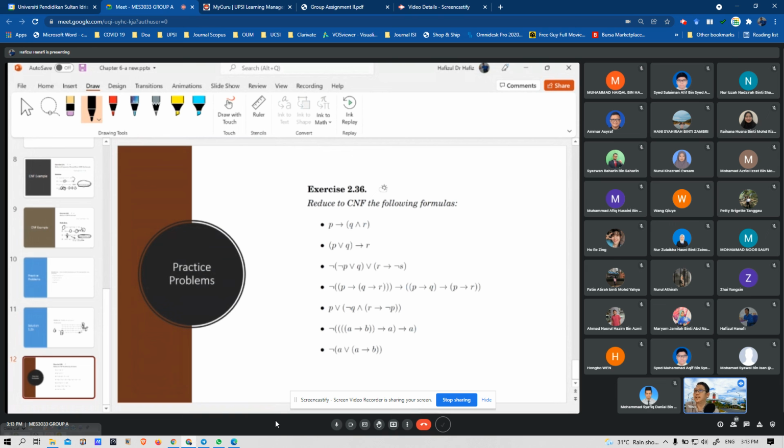This one is for the exercise. You should upload it to Padlet. Please upload to Padlet.